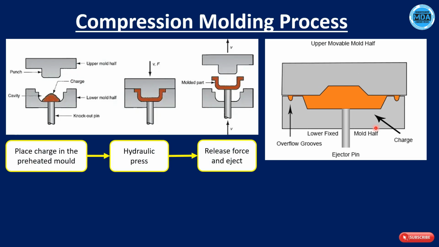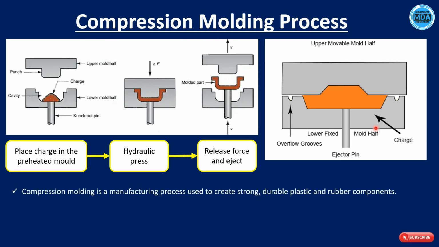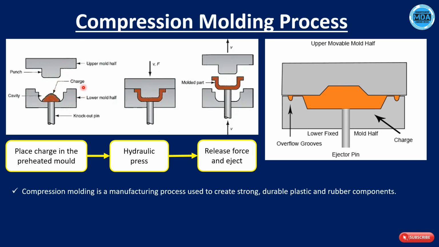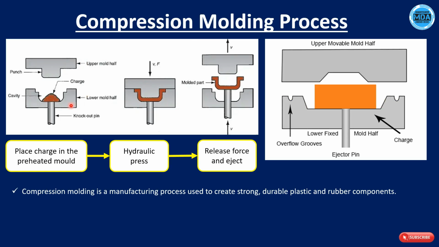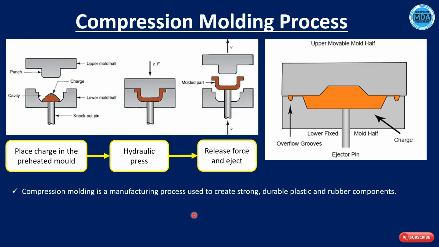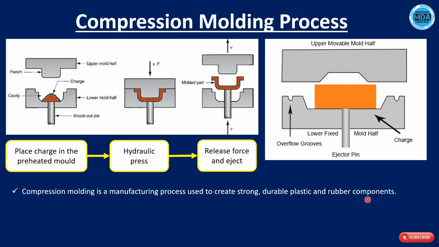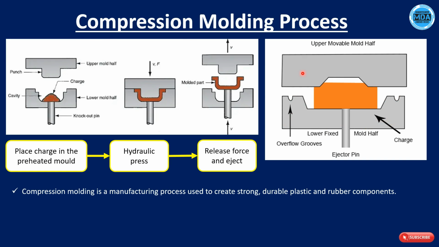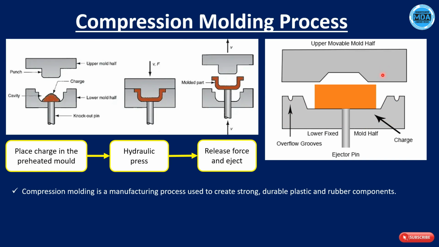It's a very simple working principle. Here there are two parts of the mold, the upper mold half and the lower mold half. These are the preheated mold. This process is used to create strong, durable plastic and rubber components. You can see over here, this is the lower mold half, which is fixed, and the upper mold half is movable.